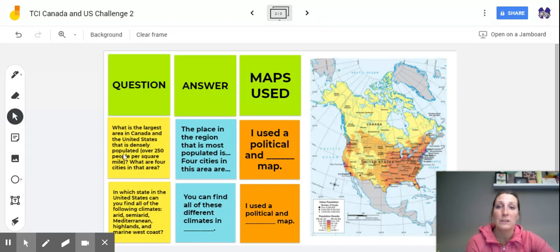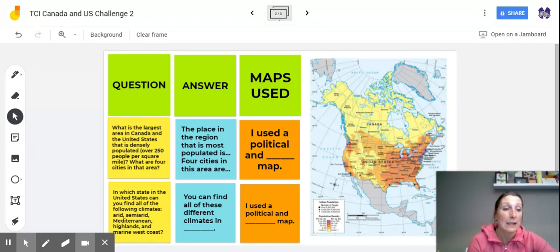So first, it's asking me to think about the population density. I'm using my colors in my population density map. You can see here that I've toggled to my population density map, and I'm ready to locate that area. So I'm looking for over 250 people per square mile. My key tells me I'm looking for purple. I'm looking for a lot of purple because it says the largest area.